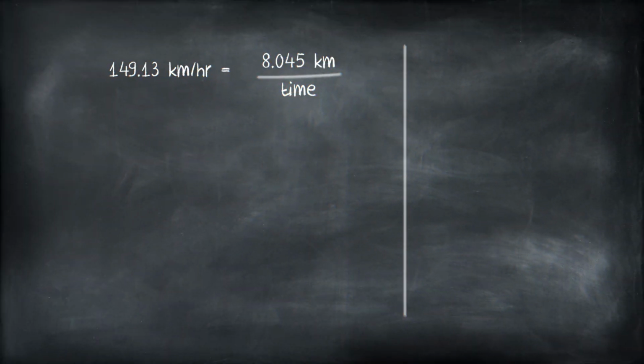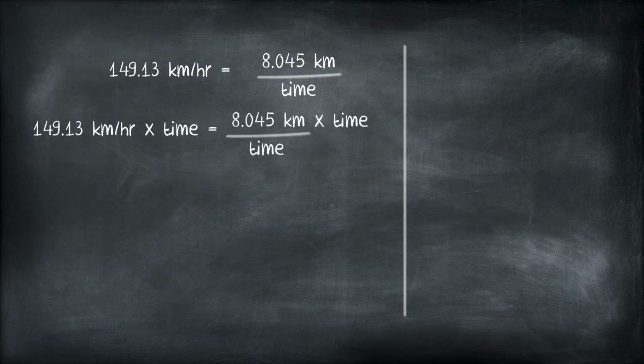To do this, we would say 149.13 kilometers per hour is equal to 8.045 kilometers divided by time. In this question, we do not know the value of time, and time is here represented as our denominator. Our first equation simplifying step will be to get rid of time as a denominator. So we are going to multiply both sides of the equation by time. That will leave us with 149.13 kilometers per hour times time is equal to 8.045 kilometers.